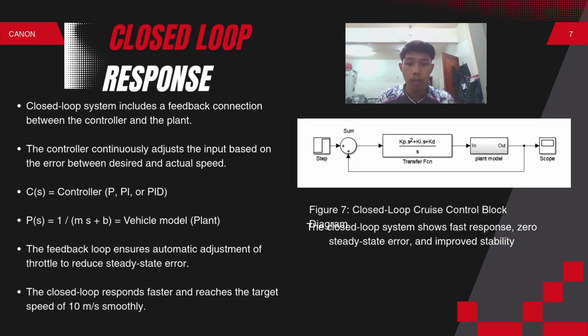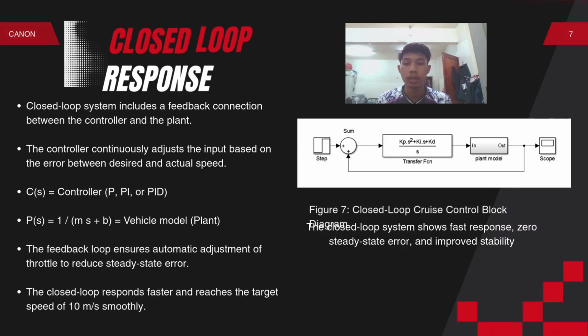P(s) represents the vehicle model, or the plant. The feedback loop automatically adjusts the throttle to reduce steady state error, ensuring the vehicle speed remains stable. As a result, the closed loop system responds faster and reaches the target speed of 10 meters per second smoothly. On the right, you can see the block diagram of the closed loop cruise control system. This setup provides faster response, zero steady state error, and improved stability.